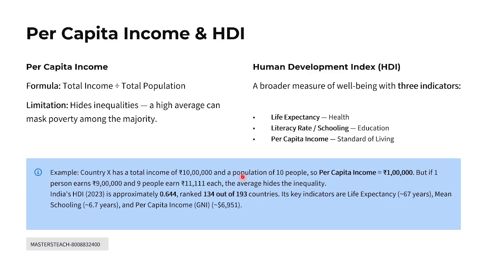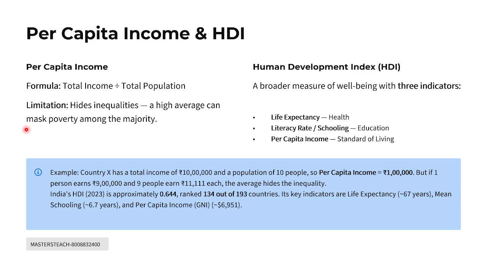So what are per capita income and HDI? What is per capita income? Per capita income means total income divided by total population. Whatever the total income in a nation is, divided by the total population, that comes as per capita income. It hides the inequalities. A high average can mask poverty among the majority.